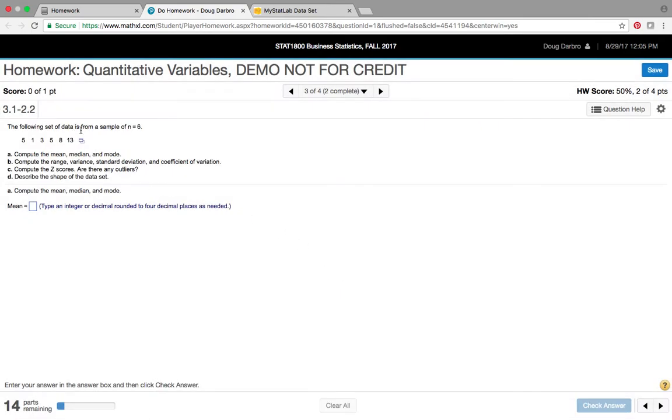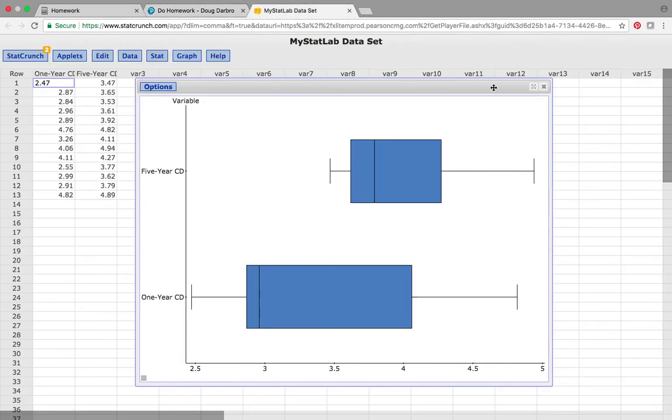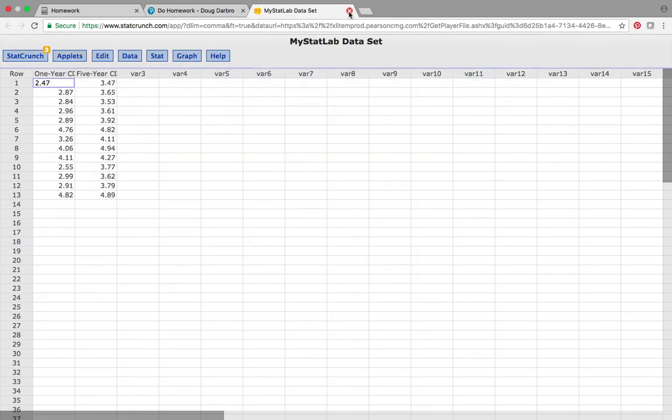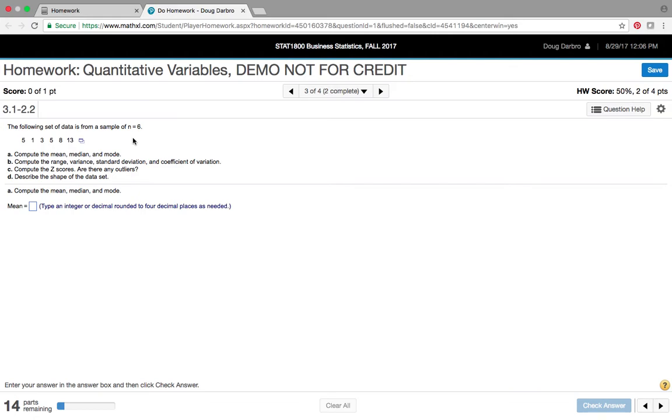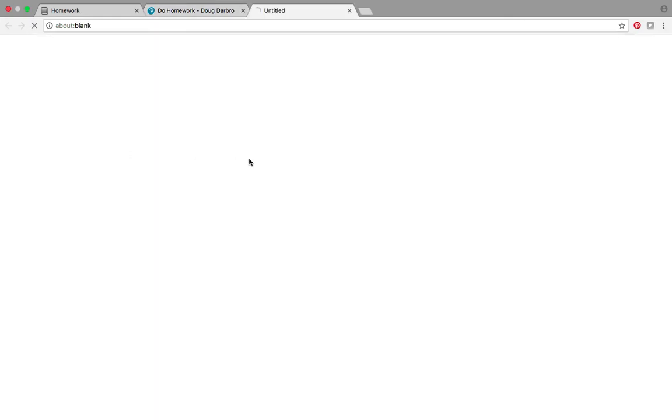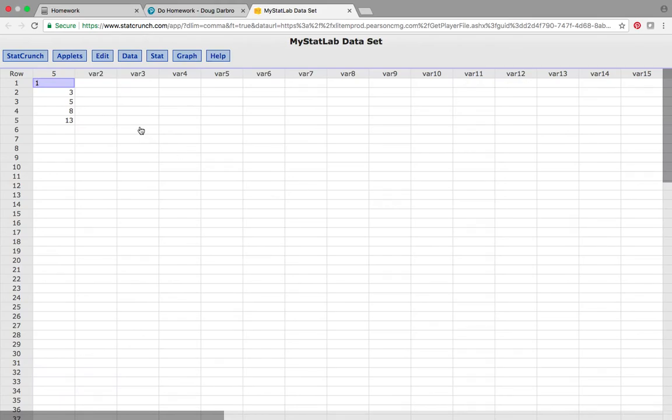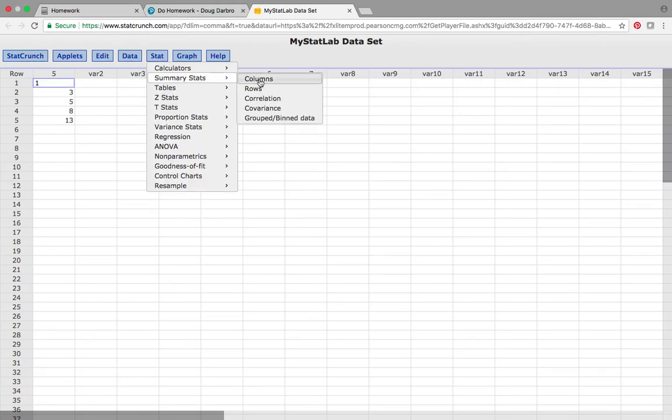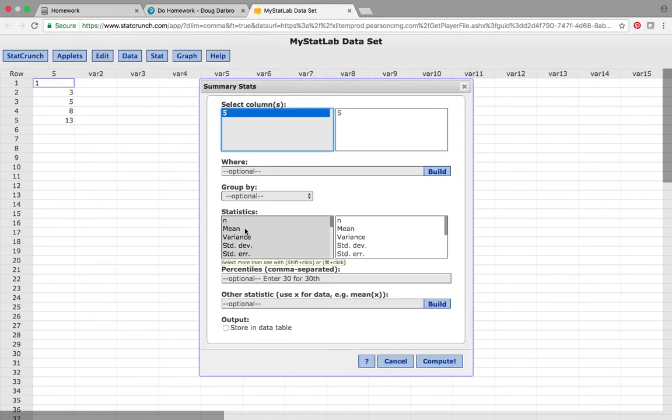All right, the following: compute the mean, median, mode, the range, variance, standard deviation, and coefficient of variation. Okay, so I need the mean, median, and mode starting out. So, gang, I'm going to get rid of all this stuff and open this in StatCrunch. So I want the mean, median, and mode. Now guys, what we're doing here is finding the 3 measures of center.